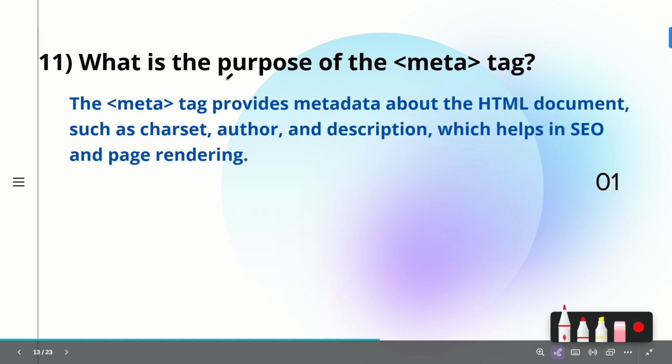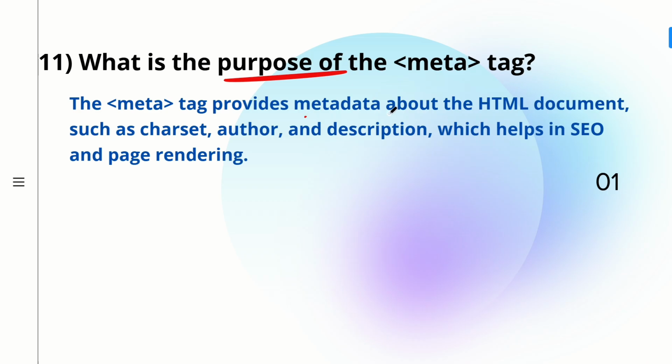Our 11th question is, what is the purpose of the meta tag? So why do we use the meta tag? The meta tag provides metadata about the HTML document. What is metadata? It is information about information. So what is your website about? That information is given via the meta tag, such as charset, author, and description, which helps SEO and page rendering. So the charset, the author, the description, the initial zoom level, all these things are written in the meta tag, and it is helpful for search engine optimization of your website and also useful for page rendering.